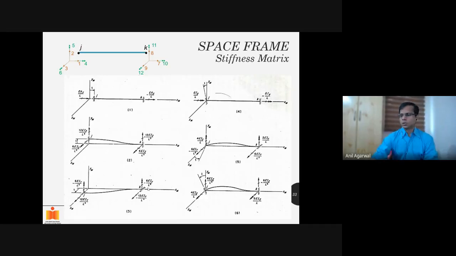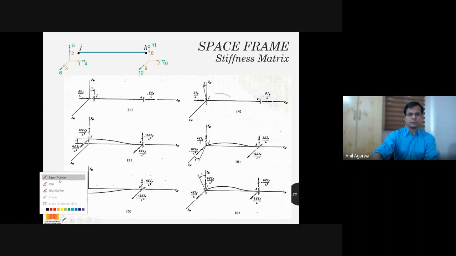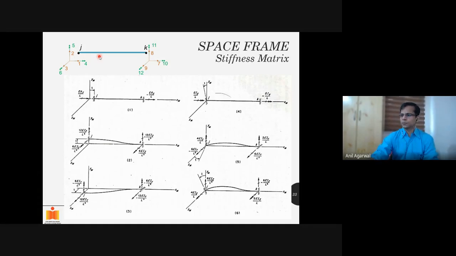This is how we represent a space frame member. Let me call it JK member, or member JK. Now in member JK, joint J has 6 degrees of freedom: 1, 2, 3, 4, 5, 6. Now what do 1, 2, 3 represent? What does 4, 5, 6 represent?